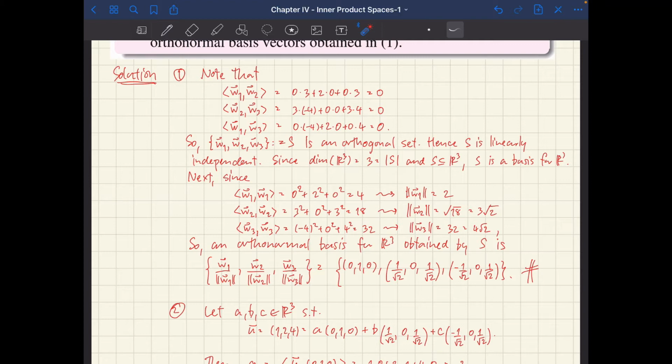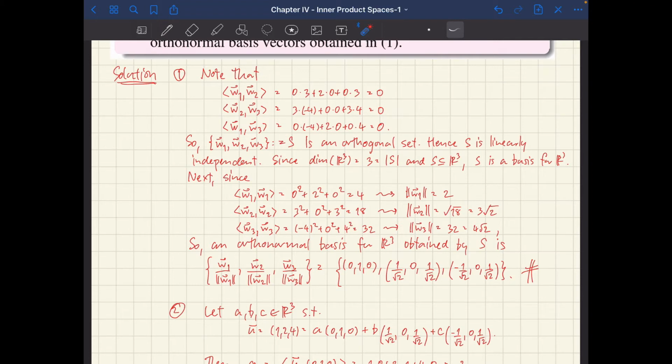Actually, before we say that S is a basis, we need to make sure that S is a subset of R3. It is obvious that S is a subset of R3, so we can conclude that S is a basis for R3. From this, we conclude that S is an orthogonal basis for R3. Next, we will use the set S to find an orthonormal basis.